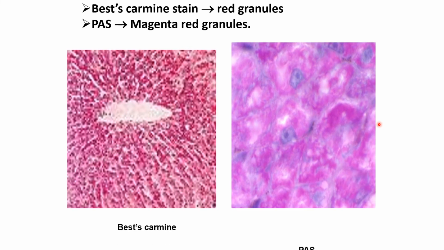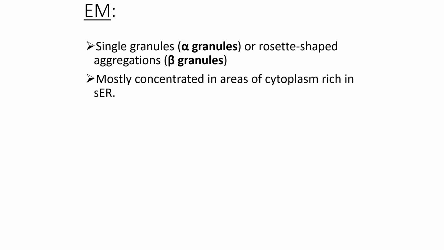Here is Best carmine and this is PAS. The Best carmine appears as red granules while the PAS appears as magenta granules. By EM, the glycogen appears as single granules, known as alpha granules, or rosette-shaped aggregates known as beta granules.